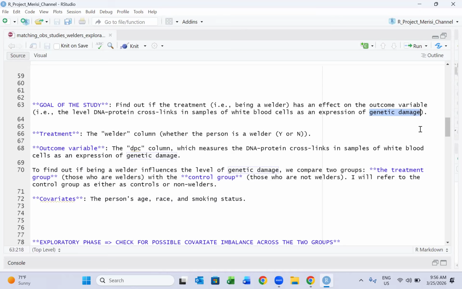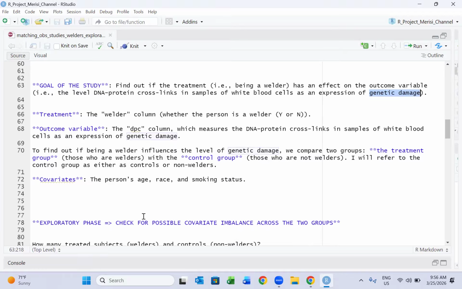Anyway, as I just told you, in this video we're going to focus on the first step. So we're going to do the exploratory phase, where we check for possible covariate imbalance across the two groups. And by covariate, we mean the observed covariates. So let's go ahead and address that.